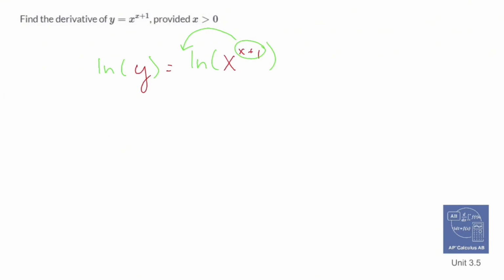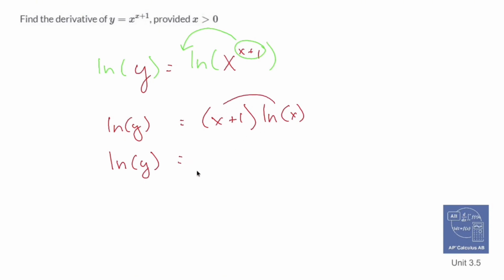So what I have is ln of y equals x plus 1 times ln of x. And if I wanted to, I can kind of rip this apart and say ln of y equals, let's distribute, x times ln of x plus ln of x. Now, I haven't even started yet. I have to find the derivative with respect to x of this. I have to find out what y prime is. So I'm going to use implicit differentiation. So I'm going to d/dx both sides.